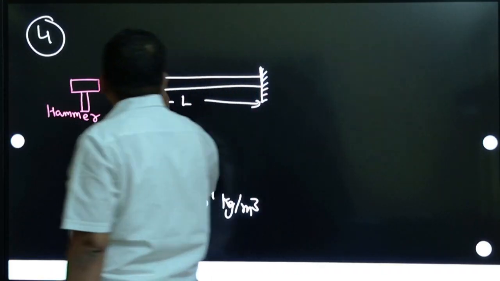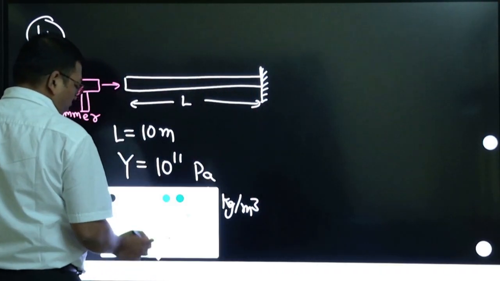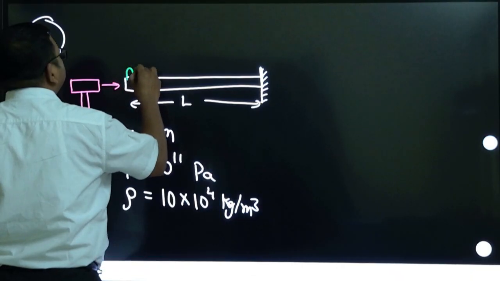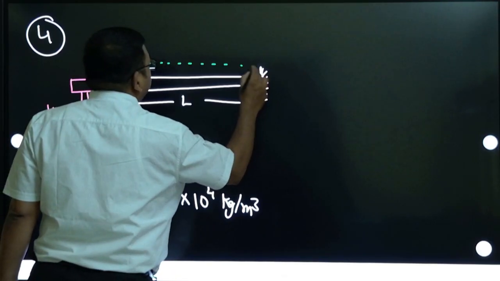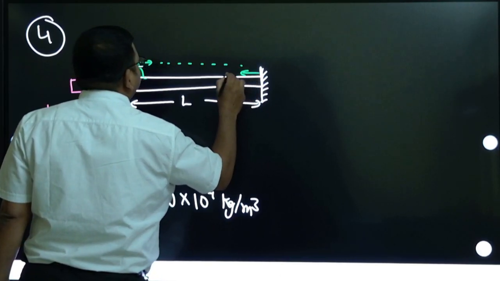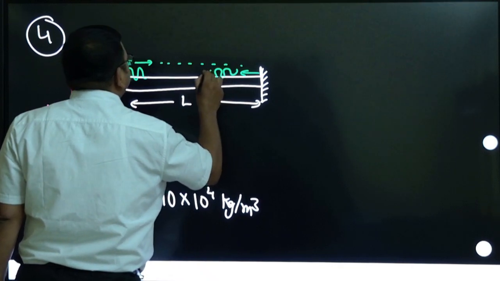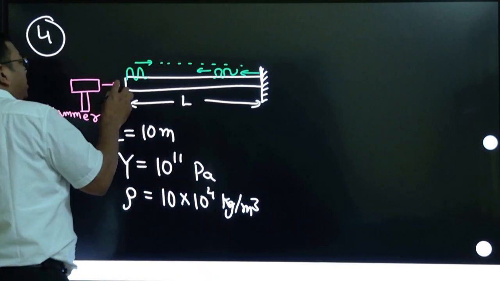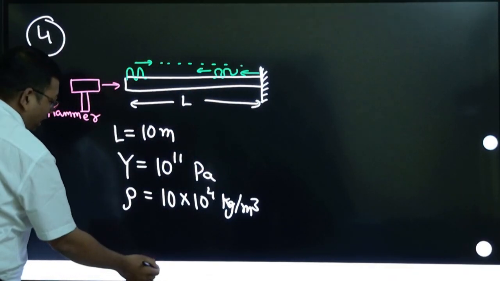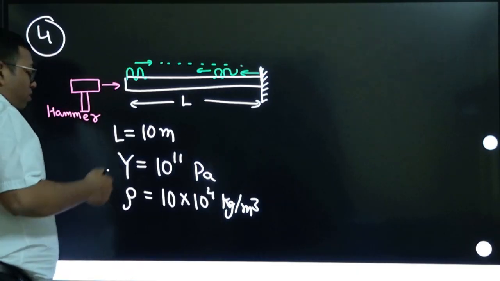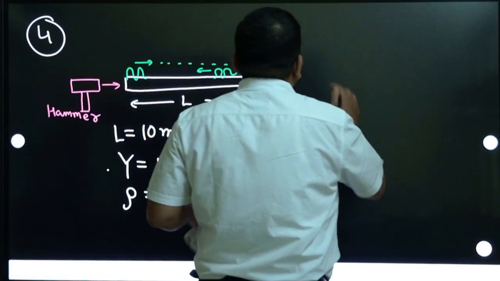So the wave which is produced here is going, and then after hitting it, it will come back again, right? The wave will travel back again. So how much time will it take going from left to right and then again right to left? Total time taken is how much? That is the question.